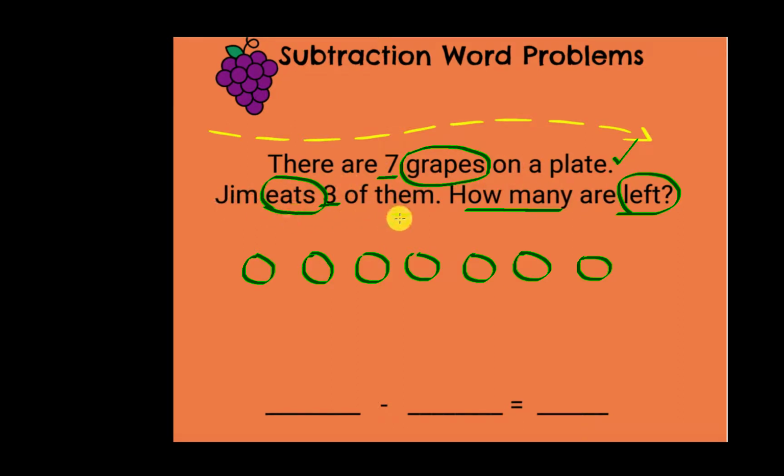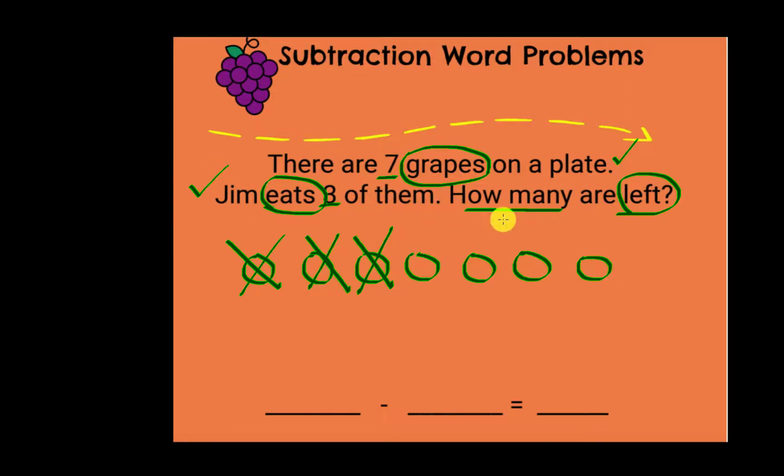Now let's go to the second sentence. Jim eats 3. Remember, this is subtraction. This is a subtraction word problem. So eats means taking it away. So let's cross out 3. 1, 2, 3. So we're going to put a check mark here.